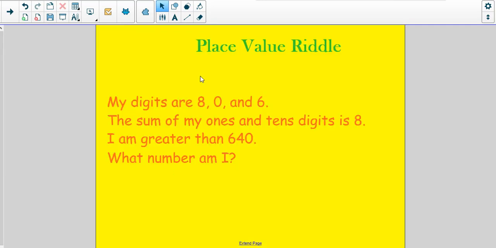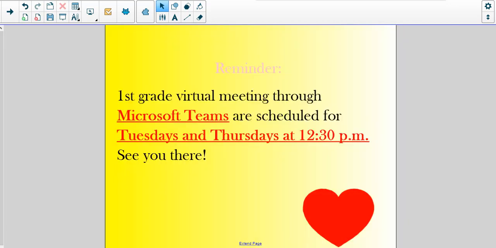There's also a fun place value riddle that you can work with your family. My digits are 8, 0, and 6. The sum of my ones and tens digits is 8. I am greater than 640. What number am I?